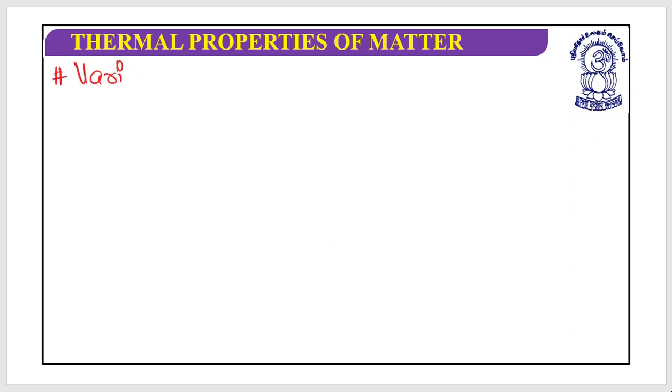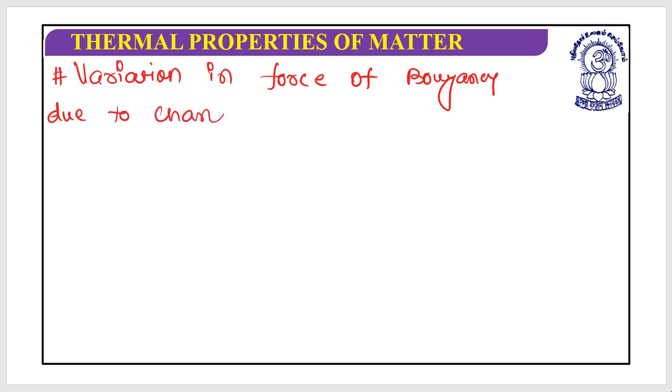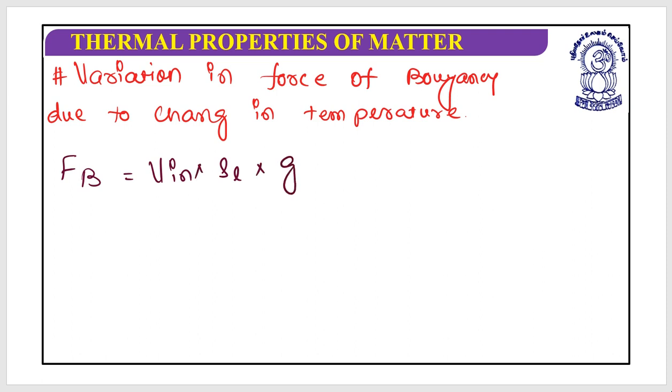It's a variation in the force of buoyancy due to change in temperature. Let's discuss this. It's a variation in the force of buoyancy due to change in temperature. So the situation is that the force of buoyancy could be written as Fb is equal to V_in into density of liquid into g.